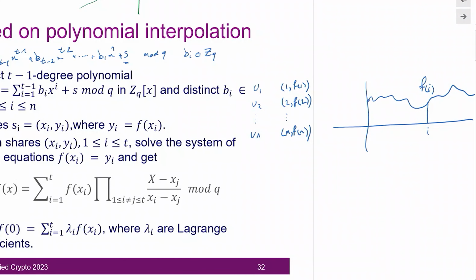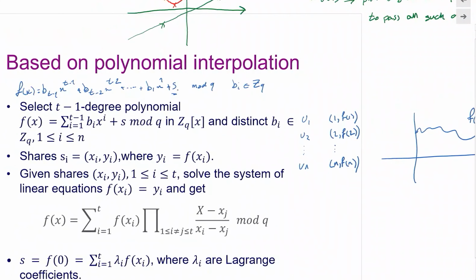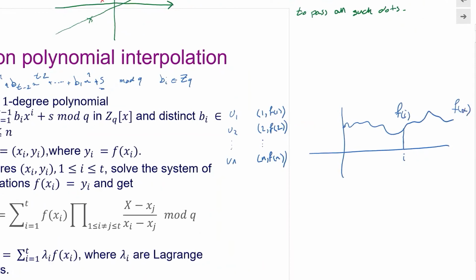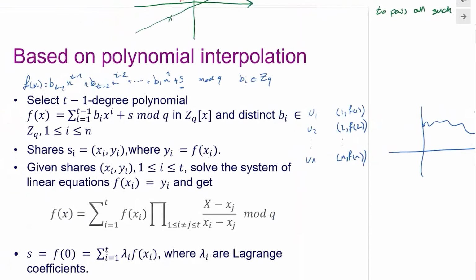Again, you see that we embed our secret s into our polynomial. By combining these pieces, we are basically giving every user a dot, a point on this Euclidean space. And now the point is that if t of them get together, then we can reconstruct this degree t minus 1 polynomial, and therefore recover this s. So that is what we are talking about.